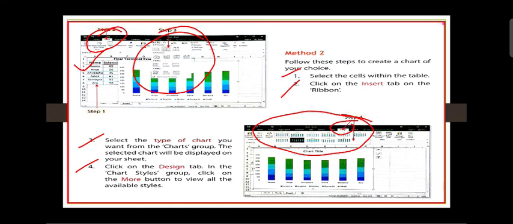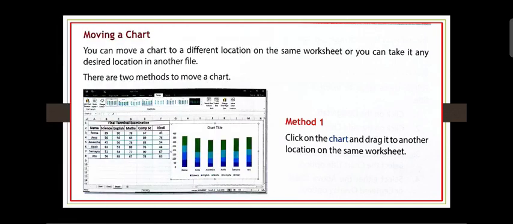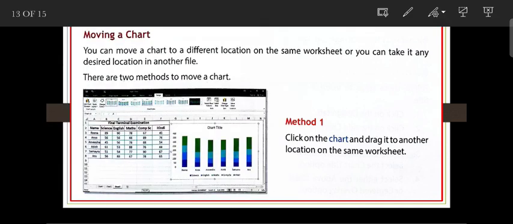Next is moving a chart. You can move a chart to a different location on the same worksheet, or you can take any desired location in another file. To move a chart, there are two methods. Method number 1 is to click on the chart and drag it to another location on the same worksheet. First of all, you need to select the chart, then drag it using your mouse to another location on the same worksheet.